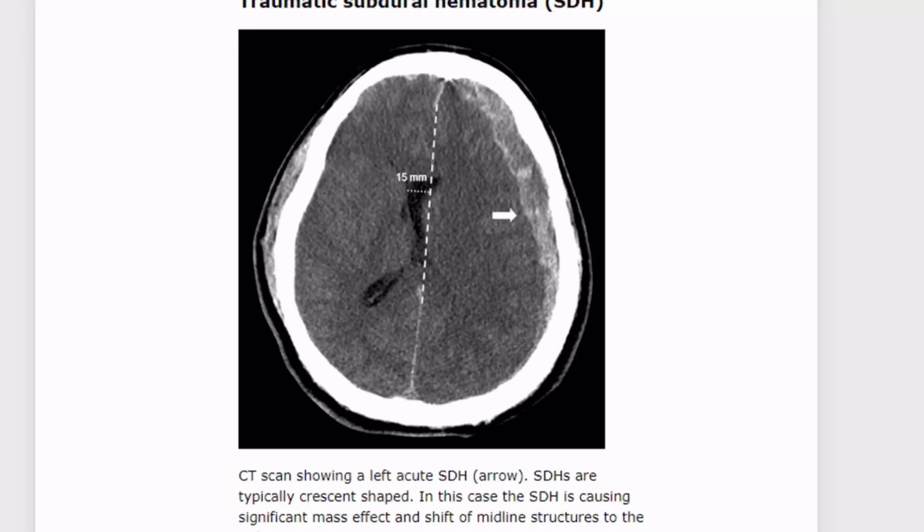Categorizing these traumatic brain injuries is important because, to stratify them accordingly, we can intervene.